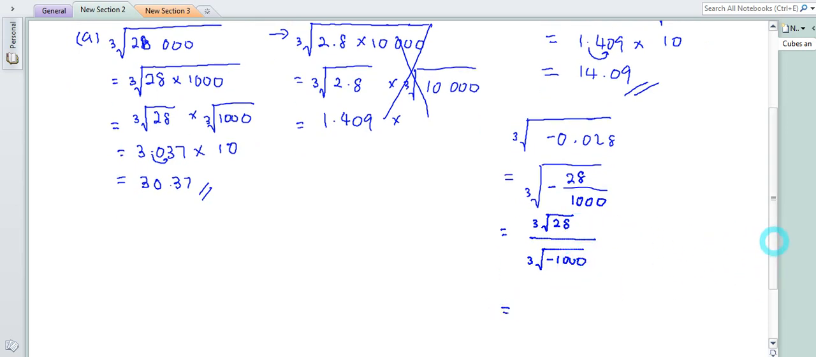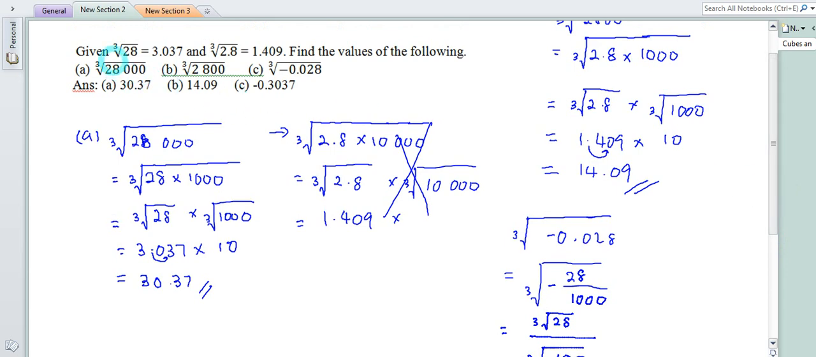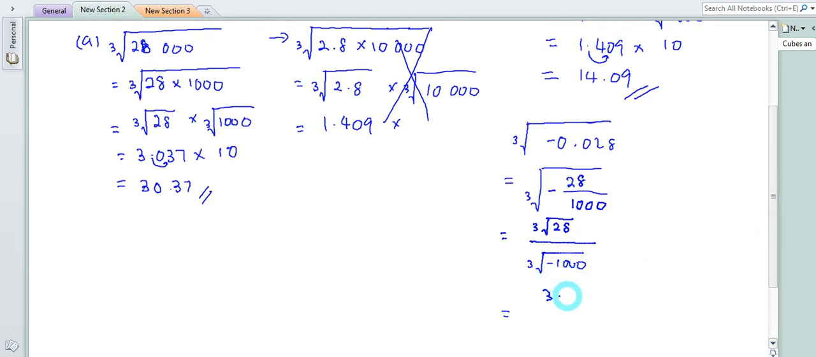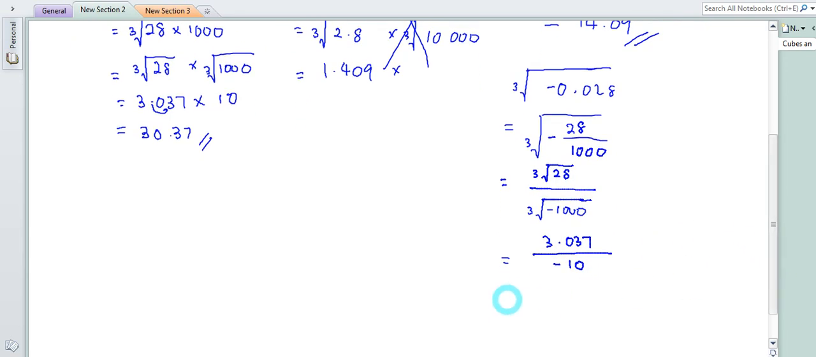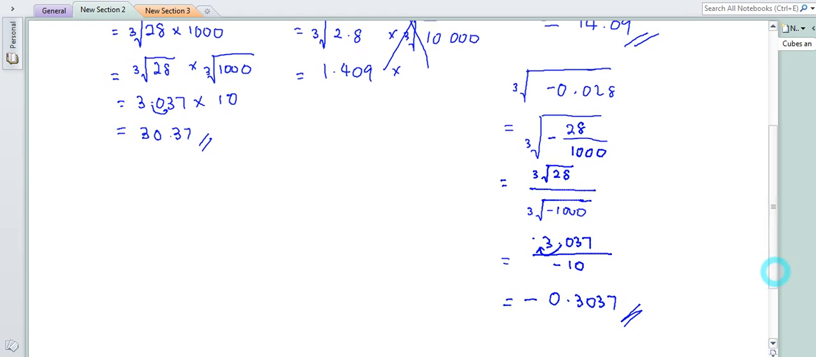Okay, cube root of 28, look at the question, it's 3.037. Cube root of negative 1000, it must be negative 10, right? Okay, so the answer, positive over negative, we get negative. Divided by 10, you have to move your decimal point one step to your left, 0.3037. Okay, this is the answer.